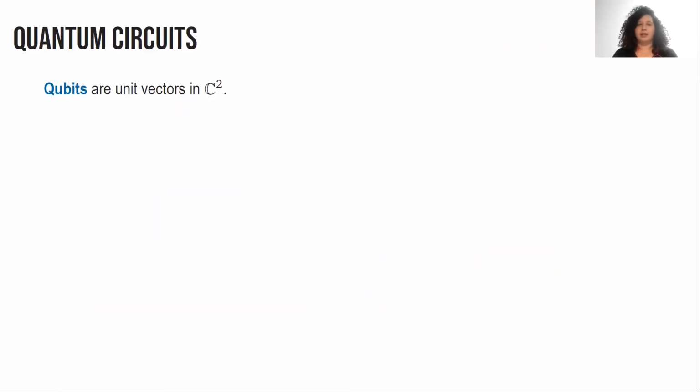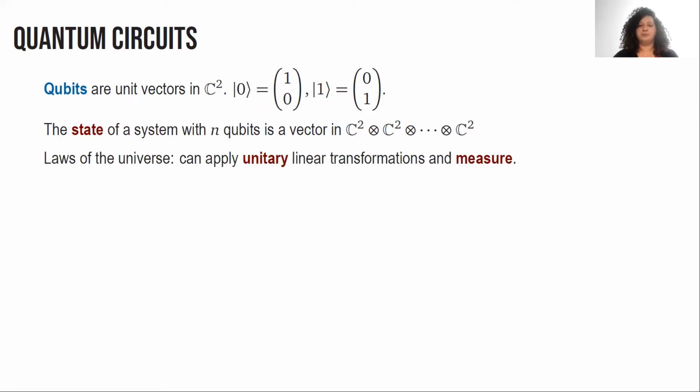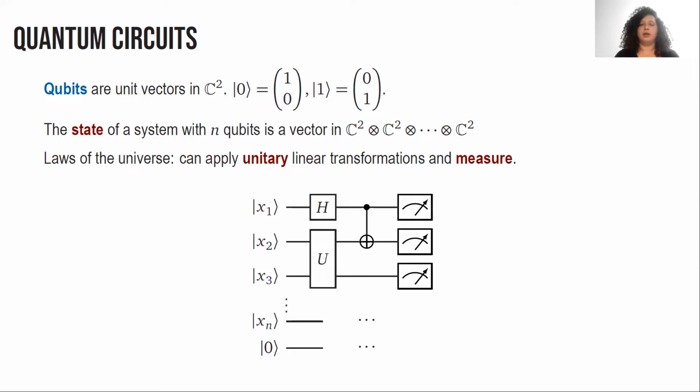So just a bit of notation, qubits are unit vectors of dimension 2 over the complex field. These are called pure qubits. And a state of the system is just a tensor product of n qubits, so it's a vector of dimension 2 to the n over the complex field. The law of the universe says that we can apply any unitary linear transformation and then measure. So this is a circuit, it gets its n qubits as input, applies some unitary operation, and finally it measures.